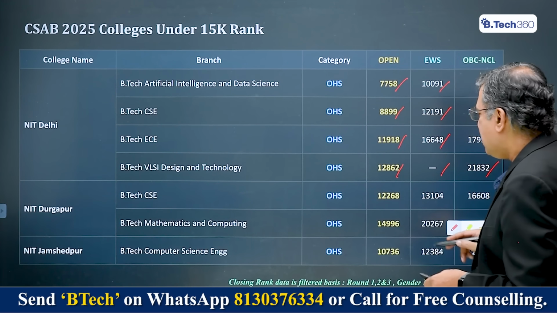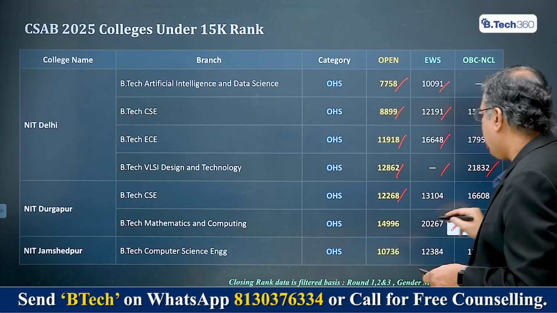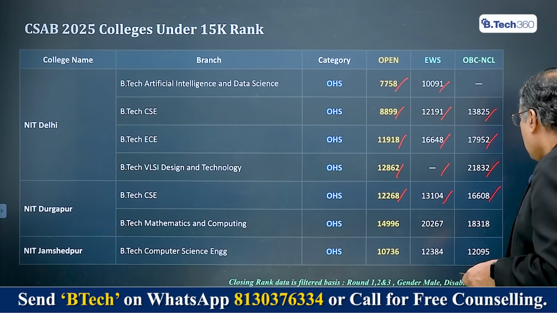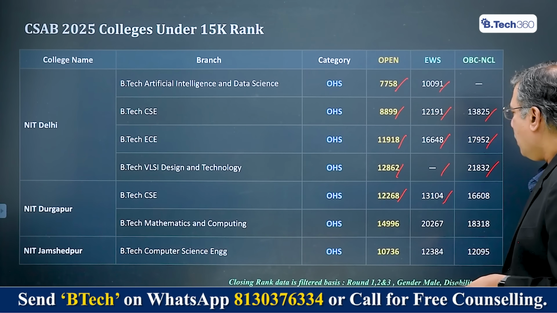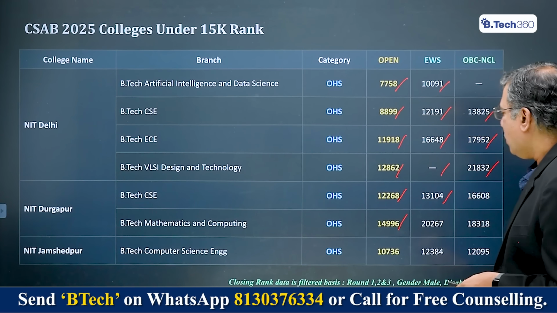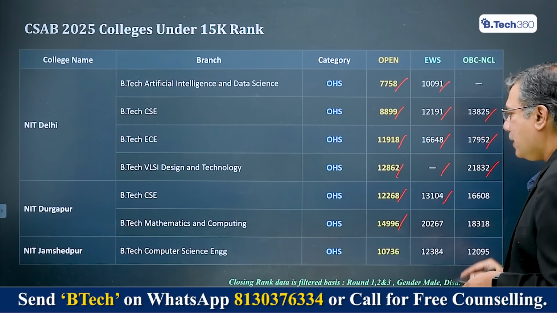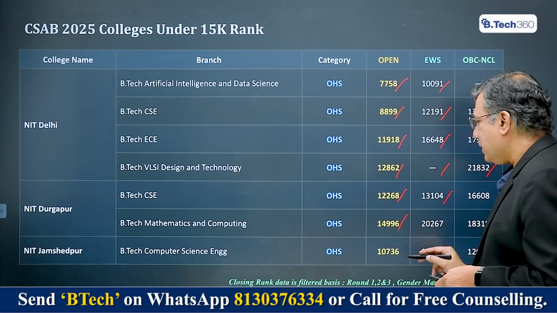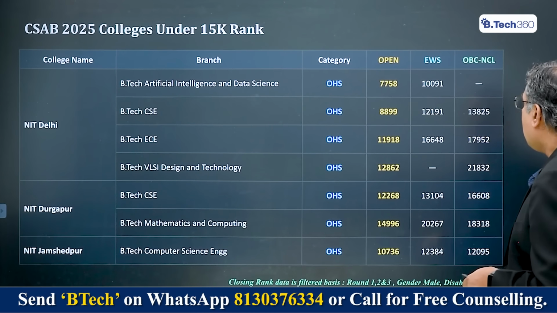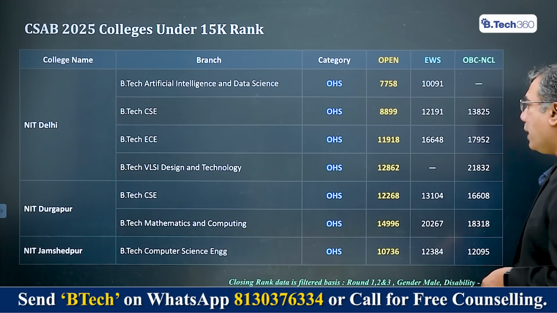NIT Durgapur Btech CSE outside the home state is 12,268, 13,104 for EWS, 16,608 for OBC-NCL. NIT Durgapur again, Btech Mathematics and Computing 14,996 for open category, and then you have the other ranks also. NIT Jamshedpur Btech CSE outside the home state 10,736, 12,834 for EWS, OBC-NCL is 12,095.